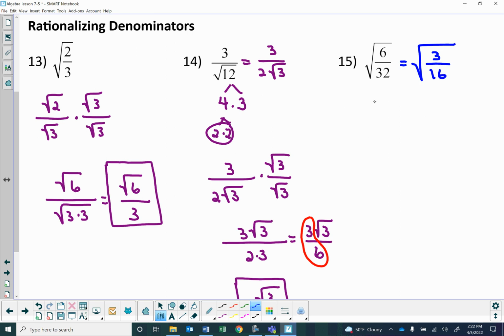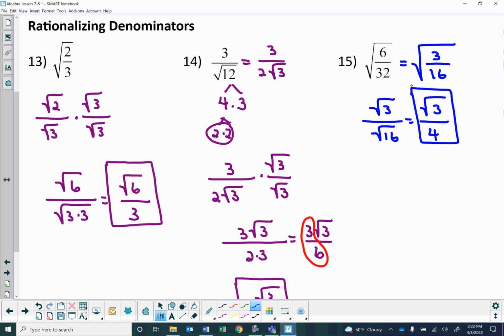Okay, which is now nicer because now I have the square root of 3/16, which is the same thing as saying the square root of 3 over the square root of 16. The square root of 16 is 4, so this becomes the square root of 3 over 4, and I don't even have to rationalize the denominator. I'm done at that point in time.